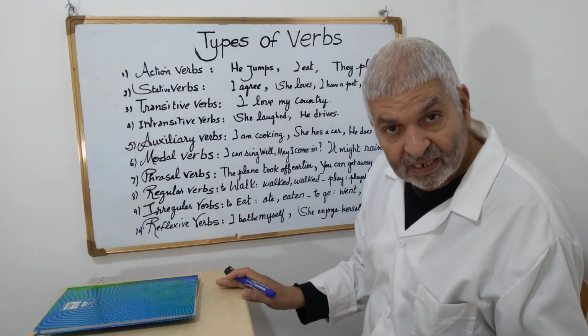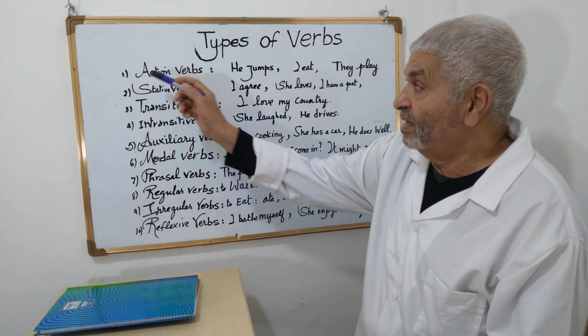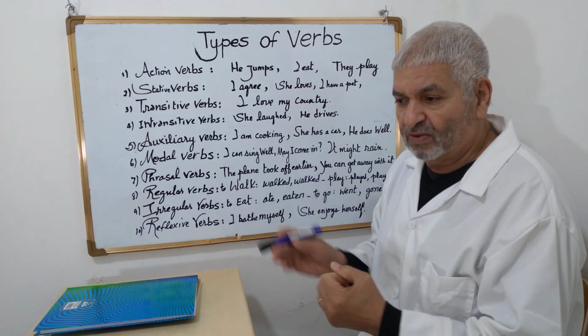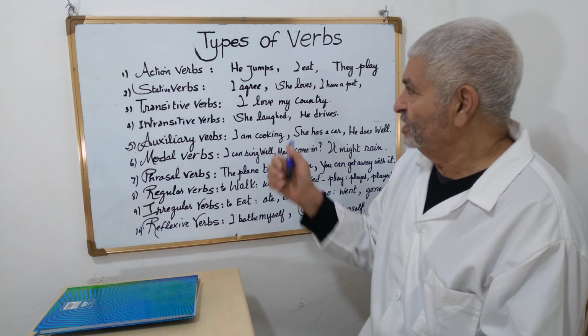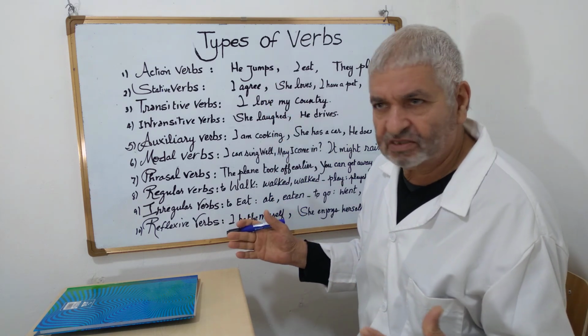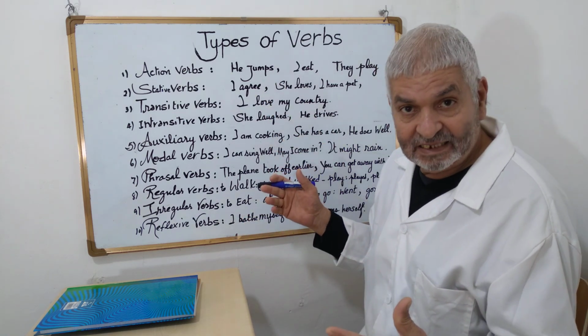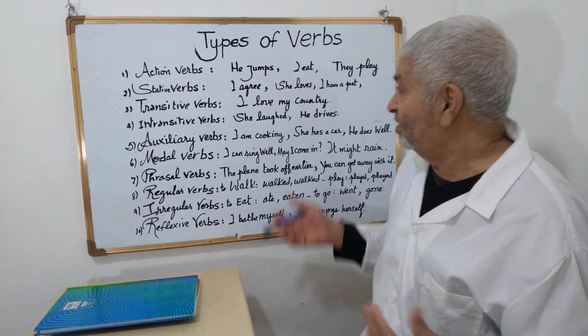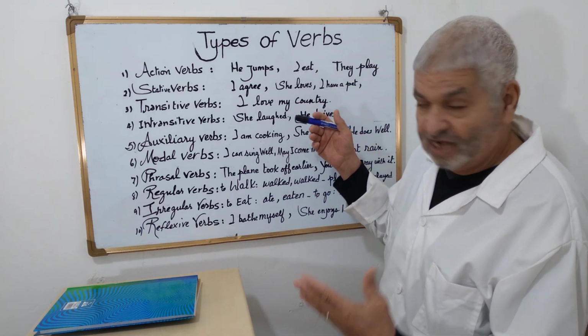Number one are the action verbs. The action verbs are the ones that cause the action. For example, we say he jumps, I eat, or they play. Okay, these are verbs of action.